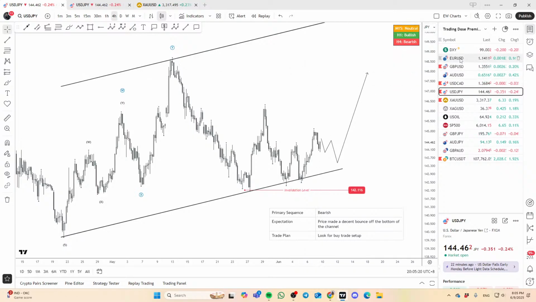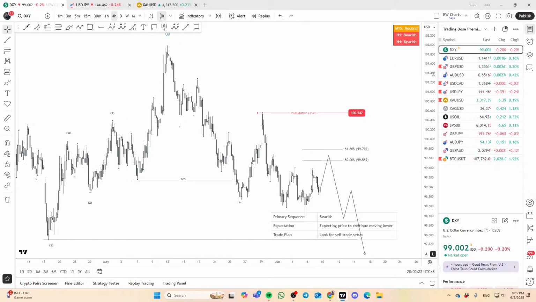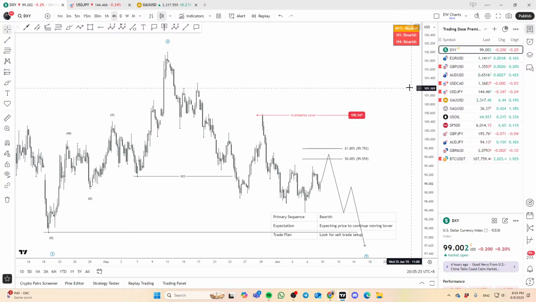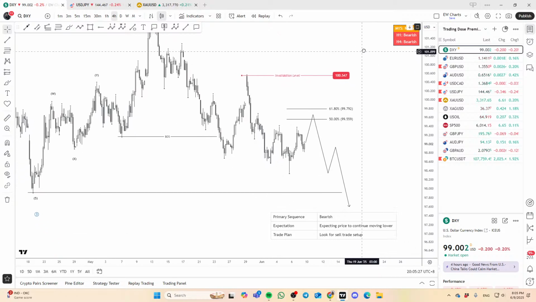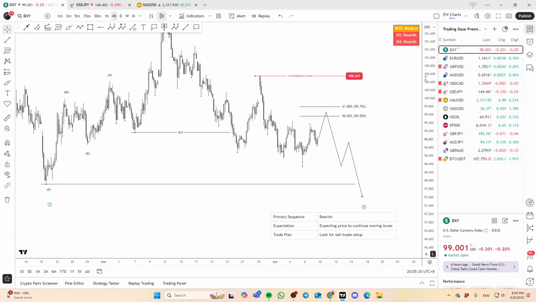All right, so that was generally what happened last week. We did have a couple of setups last week as well, but they did not really trigger and get us involved. So now we'll take a look at this week here.